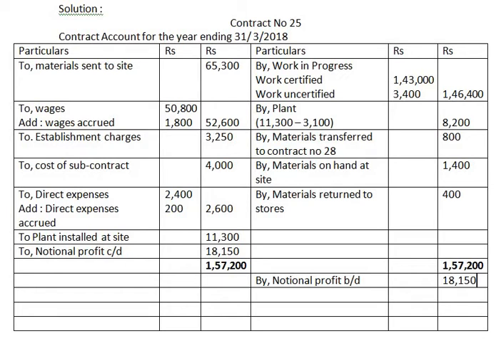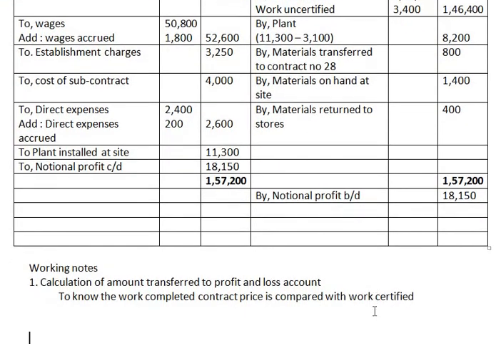Now as there is profit, some profit should be transferred to profit and loss account and some amount should be transferred to reserves. But how much amount should be transferred to profit and loss account? For that there is a calculation. Before calculating, first we should know how much percentage of work is completed. So first we will write a working note. Write down working note: calculation of amount transferred to profit and loss account.